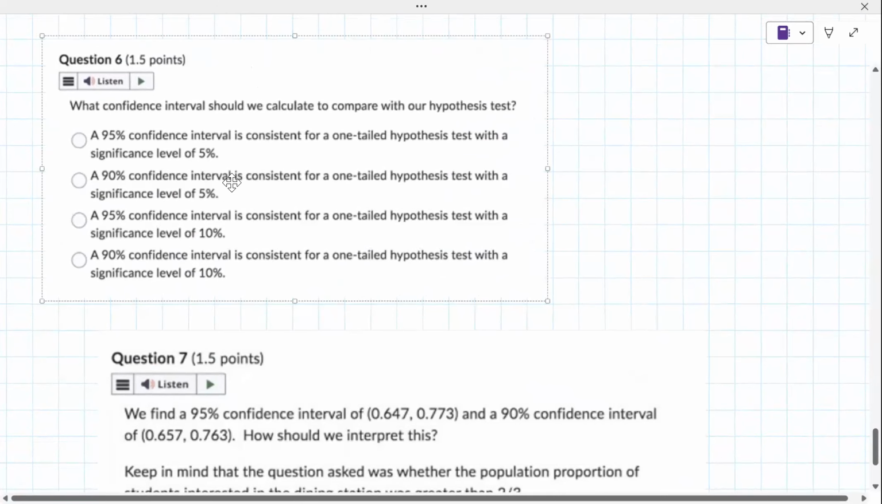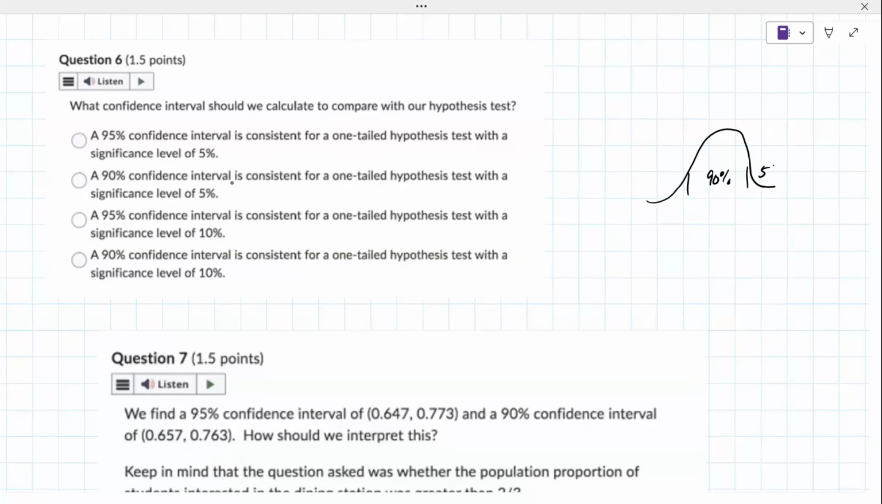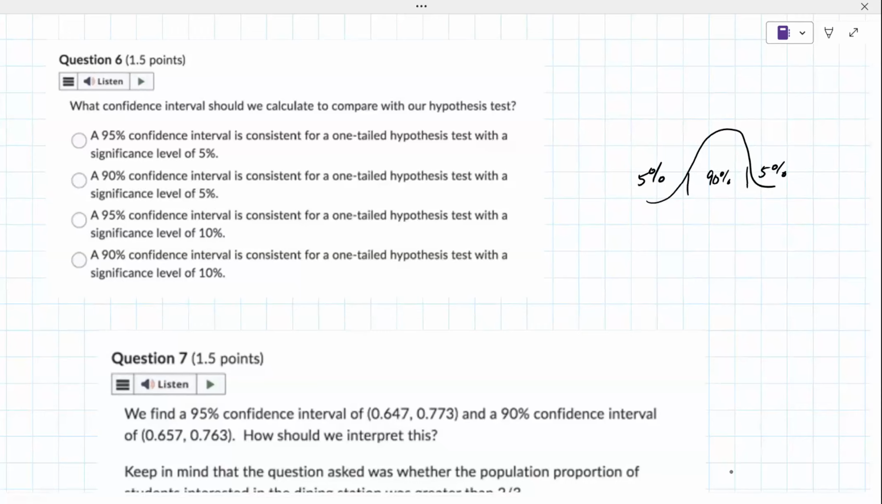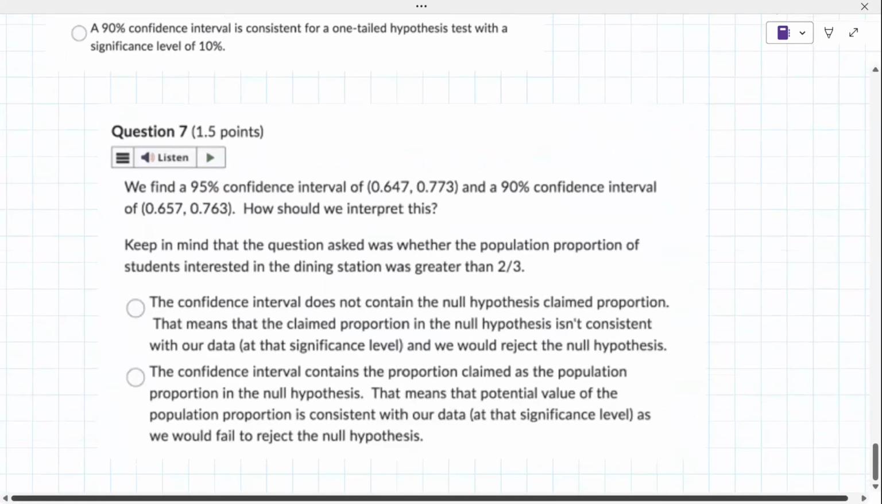Isn't it usually like 5%? So there's 90% here, 5% here, and 5% here as an example. And if it's a one-tailed test with a significance level of 5%, that's the one that matches up here with 5% being in the tail, without going into more explanation on that. Okay.